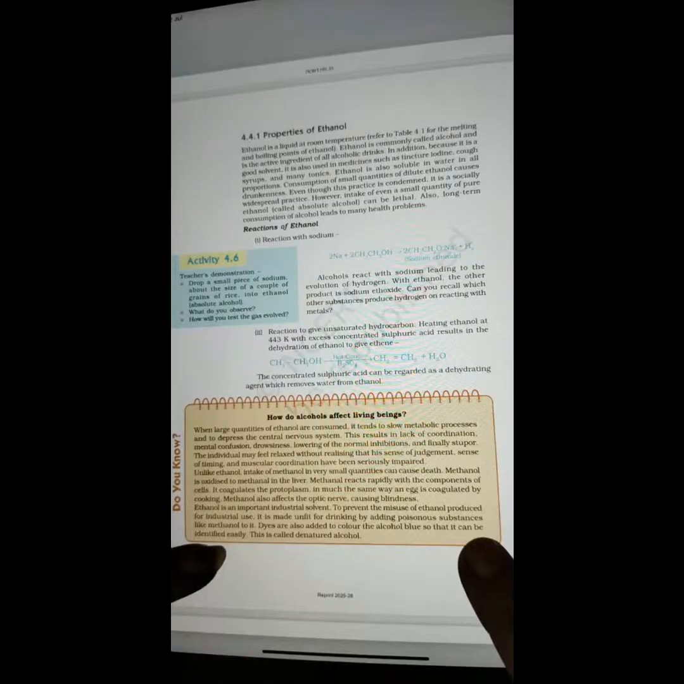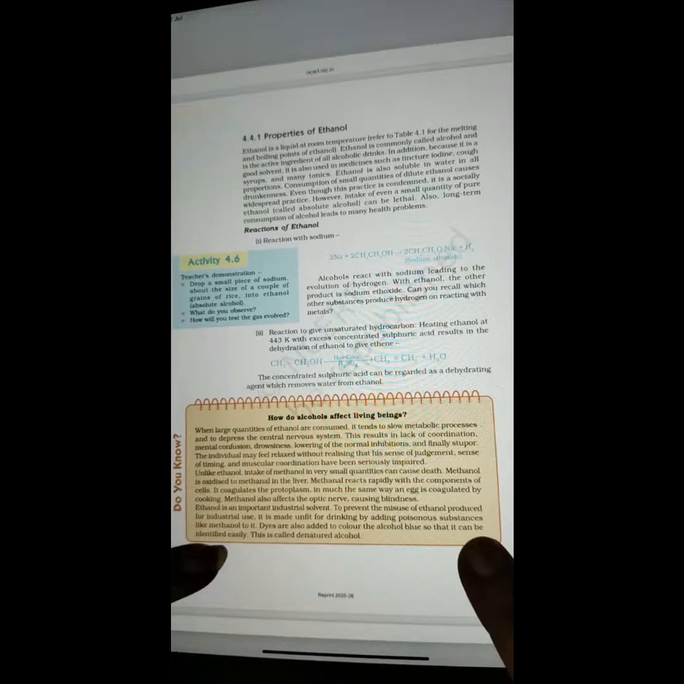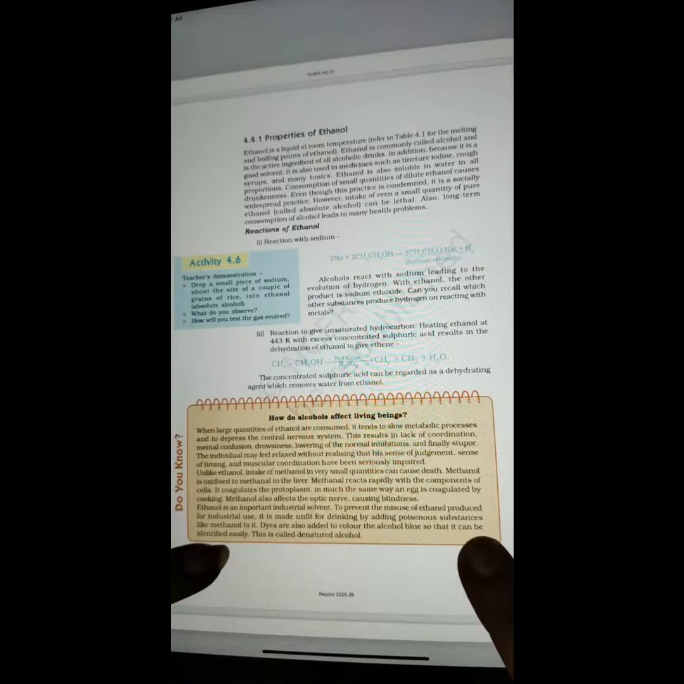Methanol is oxidized to methanal in the liver. Methanal reacts rapidly with the components of the cells. It coagulates the protoplasm in much the same way an egg is coagulated by cooking. Methanol also affects the optic nerve, causing blindness.